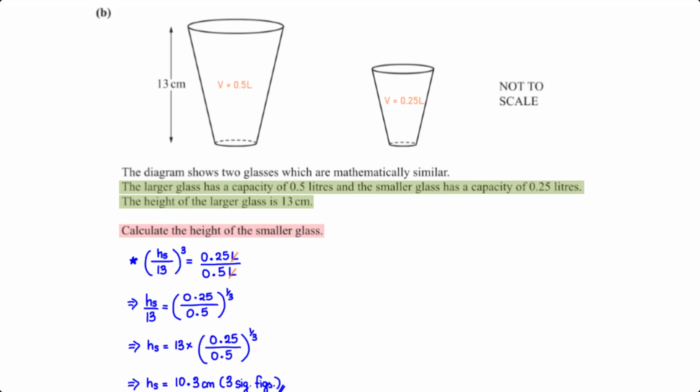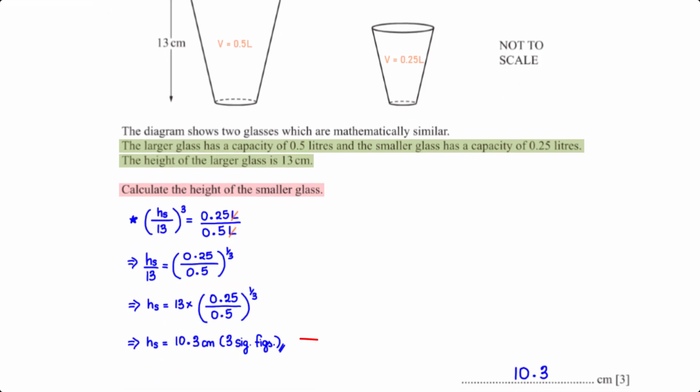For the similar glasses, the ratio of their volumes must be equal to the cube of the ratio of their corresponding sides. So we have HS, which is the height of the smaller glass, divided by 13 cubed equals 0.25 liters divided by 0.5 liters. When we take the cube root of both sides, this is what we get. And when we make HS the subject, this is what we have. When we type this into the calculator, we get 10.3 centimeters rounded to 3 significant figures.